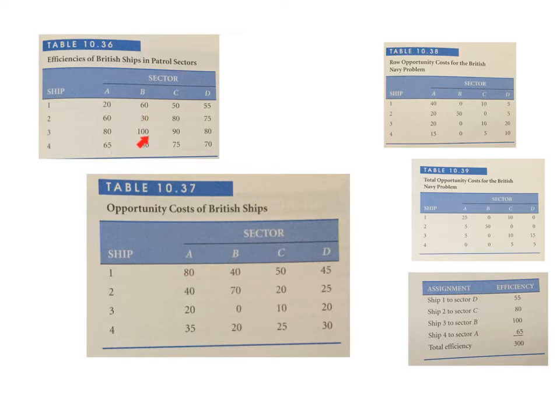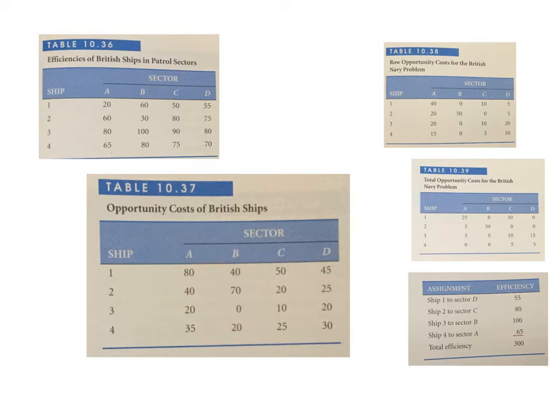How do we get this? Again, 100 minus 60, so we get 40. Same thing here, 100 minus 50, we get 50. All these numbers are the result of the subtraction of each value here from 100. We can see that 100 minus 100, we get 0 here. So now this becomes an opportunity cost table.